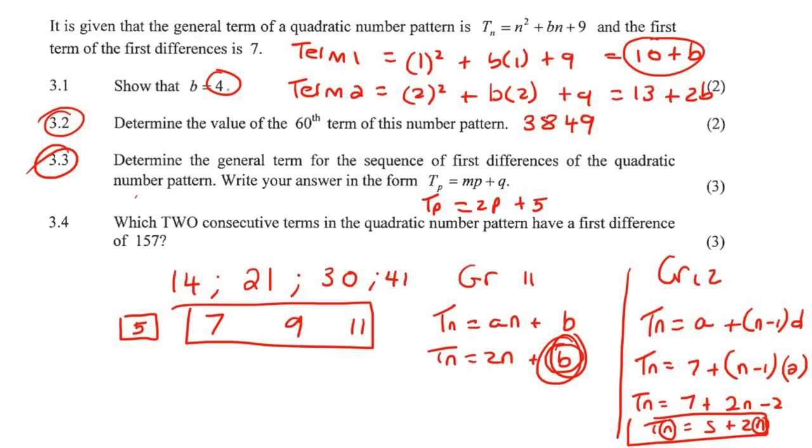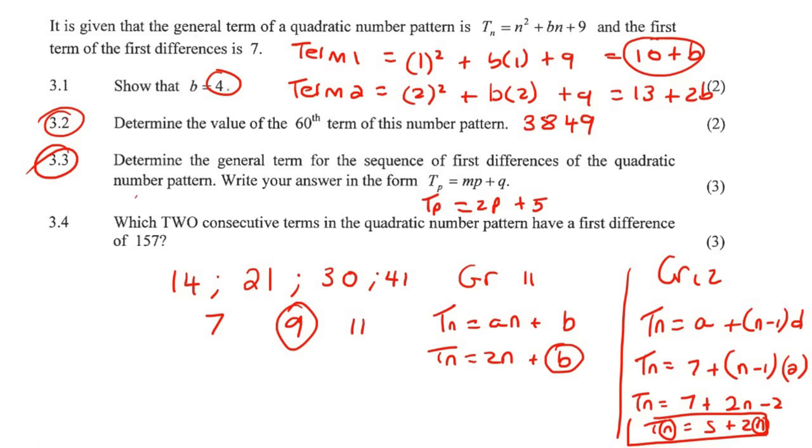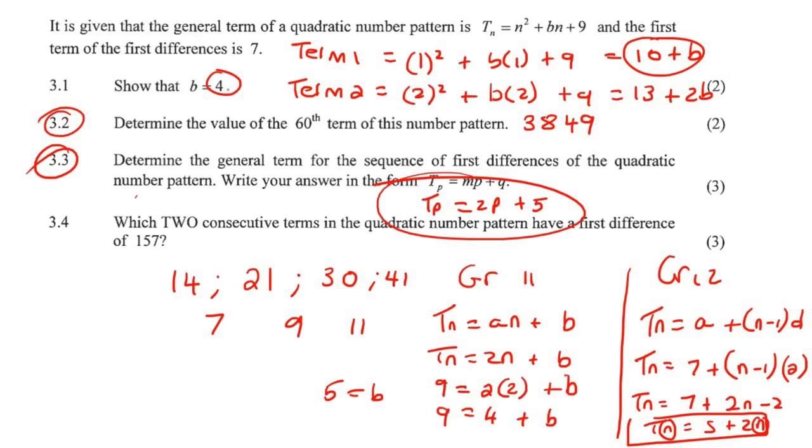But another approach is, you could choose any one of these. Which one do you want to choose? Okay, let's say you chose this one. That is the number 9, and that is position number 2 in that pattern. So you would say that 9 is the value at position number 2, n, plus b. And then you would say 9 is equal to 4 plus b. If you solve, b would be 5. So you would then get the exact same answer. Okay, grade 11, grade 12, you choose what you're comfortable with.